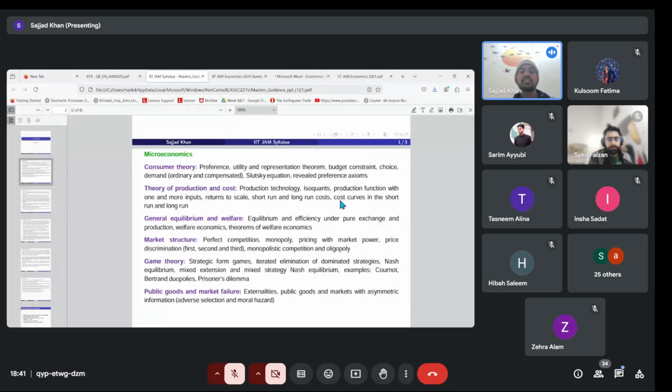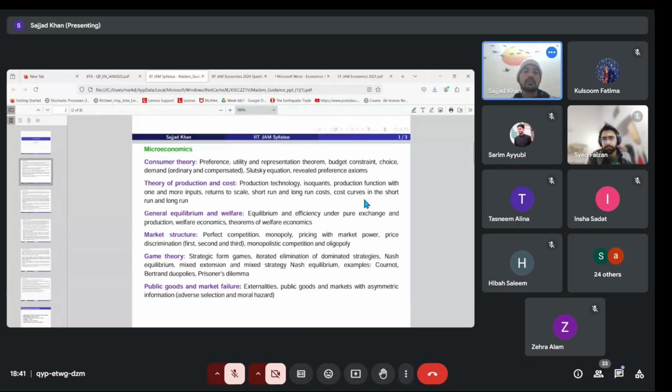What is the characteristic of the short run curve, and what is the characteristic of the long run curve? Like the short run curve, there are the lower envelope of the long run curve. Some basic questions and some numerical type questions will be asked from these topics.